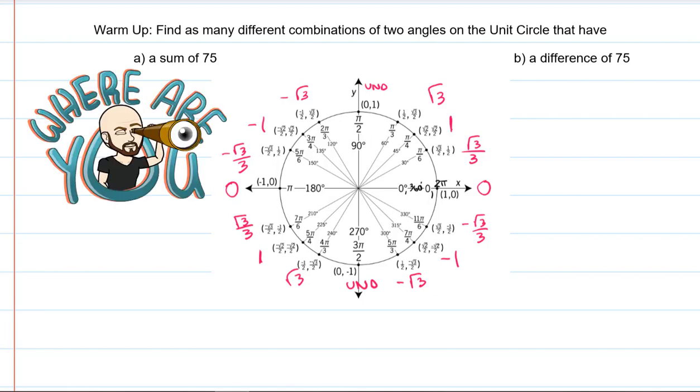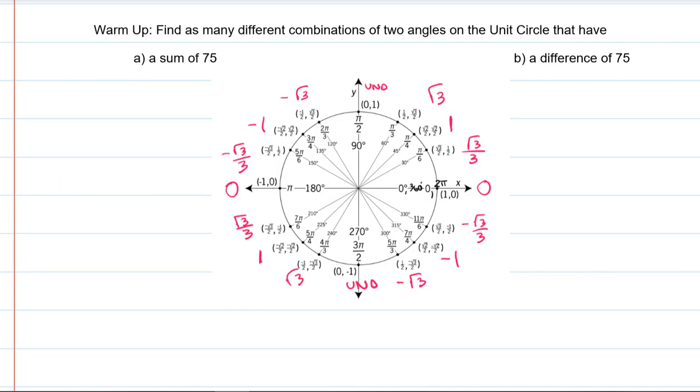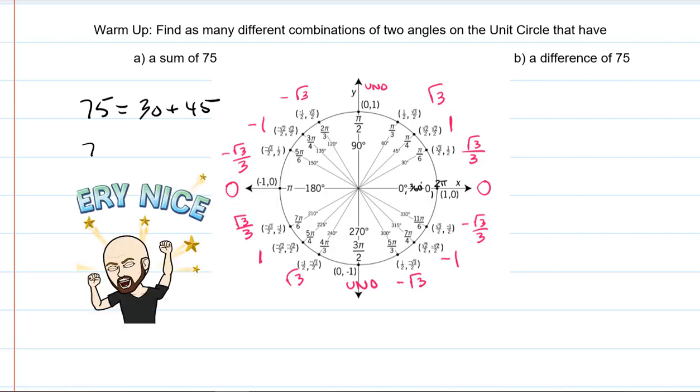So let's take a look at 75. Now, if you look around the unit circle, 75 is not on there. Nope, not happening. But I can use combinations of other values that are on the unit circle to get 75. For example, I can say 75 is the same thing as 30 plus 45. Or the other way around, we could say 75 would be 45 plus 30. But because of the commutative property of addition, it doesn't matter which one you use because they both give you 75.